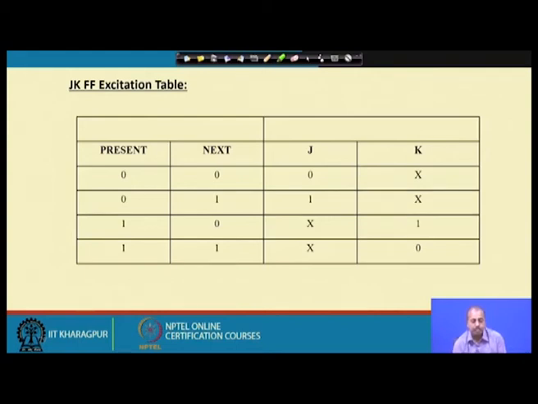Just to recapitulate: if the present value is 0 and the next value is also 0, J should be 0 and K can be do not care. Similarly, from 0 to 1, if the present value of the flip flop Q output is 0 and the next output we expect is 1, I need to give J equal to 1 and K can be do not care. From 1 to 0, K should be equal to 1 and J is do not care. For 1 to 1, K must be equal to 0 and J can be do not care. So, this is the JK excitation table. That is known to us.